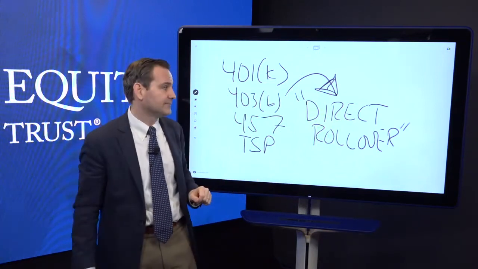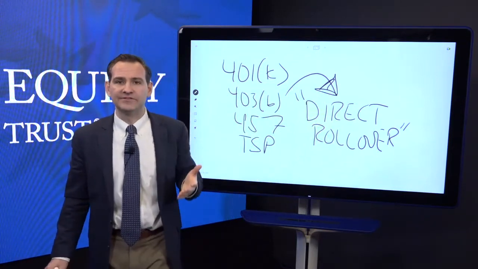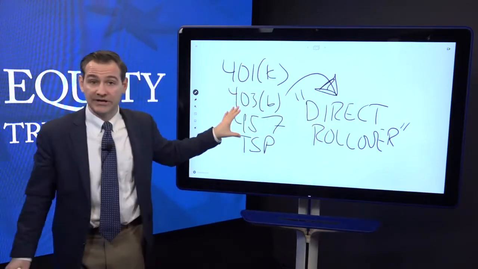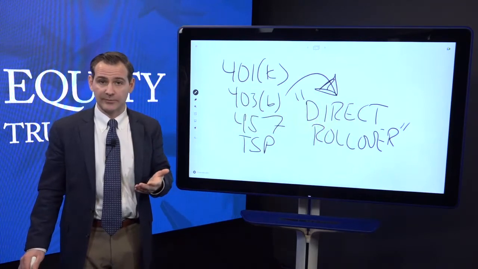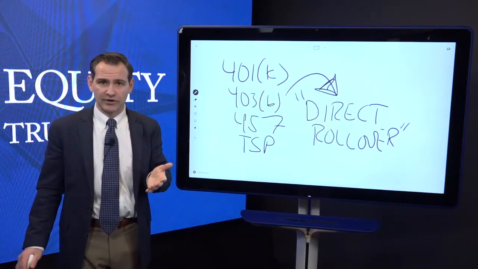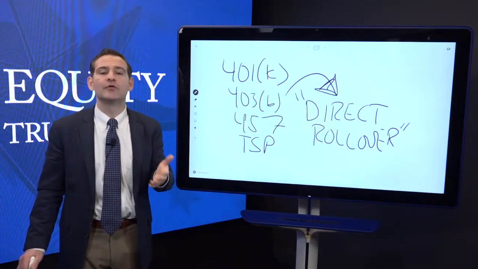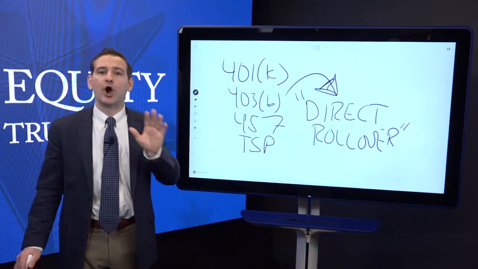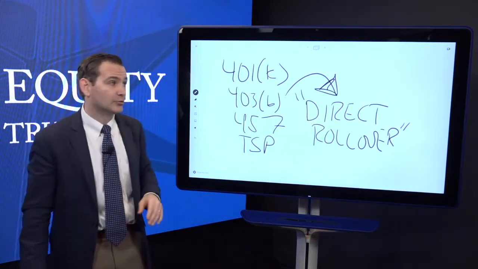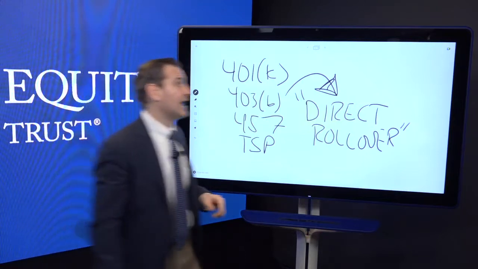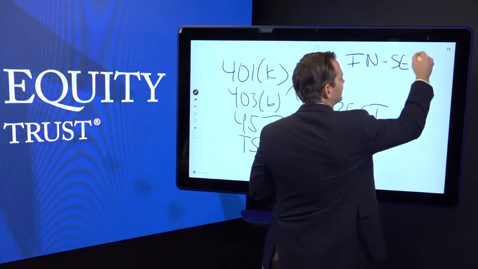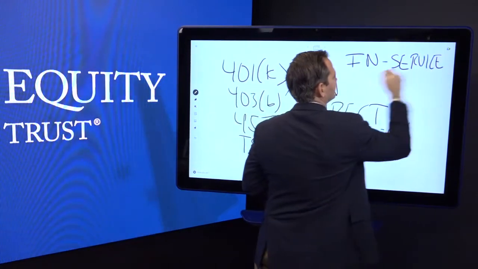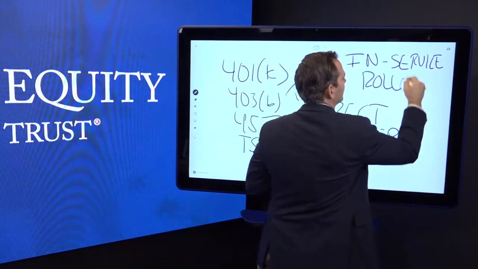Now, what happens if you're still working for the company that sponsors one of these plans and you are a participant of the plan? Well, if you're still working for the company, seldom can you roll the money over into an IRA. There are some exceptions to this general rule. This is known as what's called an in-service rollover. In-service rollover. So you're going to write that down, in-service rollover.